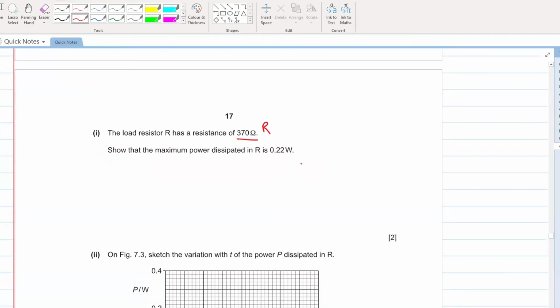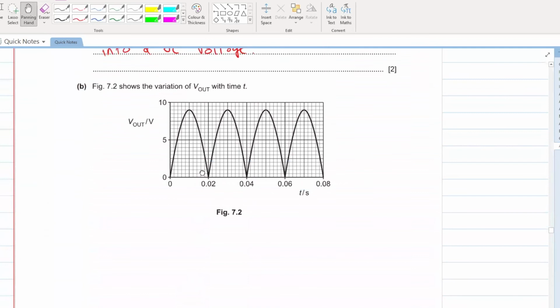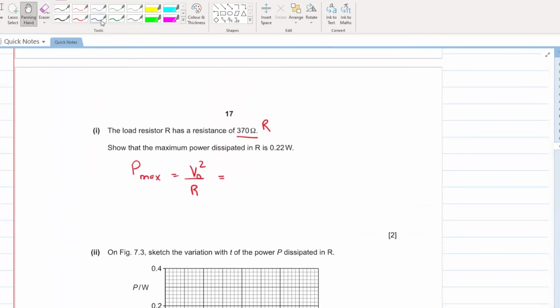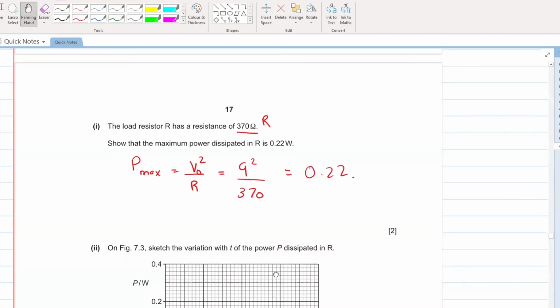You have to show that the maximum power is this. Maximum power P max is equal to what? Voltage square over R. And voltage भी हम क्या लेंगे? Maximum, V naught. If you look closely, your V naught is 9. So 9 का square divided by the resistance, that is 370. What does your power come out to be? Your power comes out to be 0.22. That's correct. Let's further move ahead.